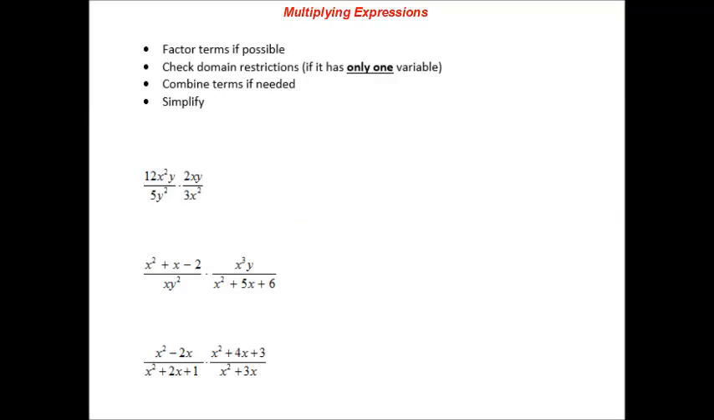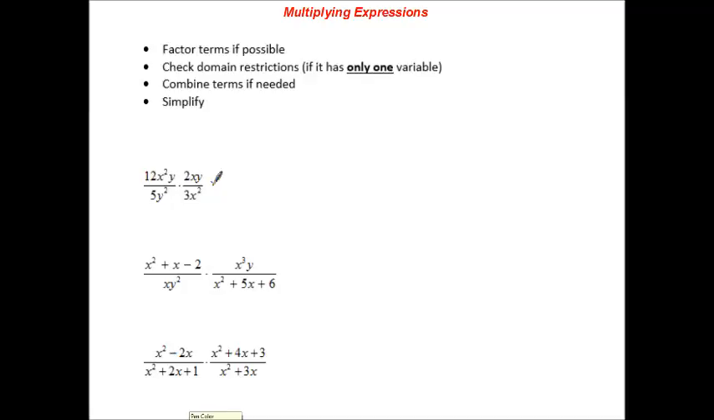So how do we multiply rational expressions? Well, first of all, as we said before, we need to factor the terms if it's possible. Then we have to check for domain restrictions, and again, that is only if we see only one variable. We combine terms if needed and simplify as much as we can.